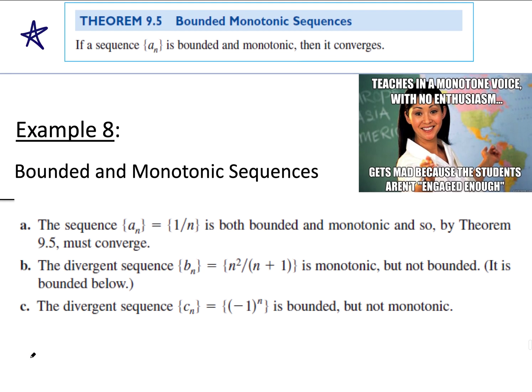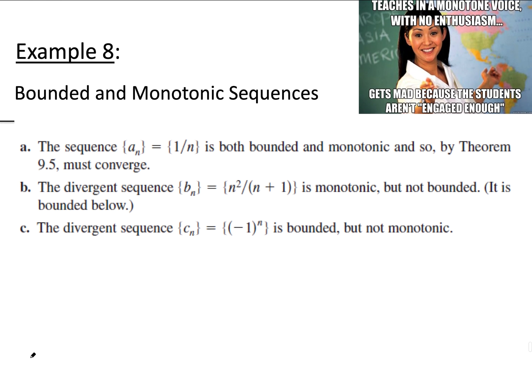So the last example that we have is these sequences here. It talks about both bounded and monotonic. It says the sequence A sub n, 1 over n, is bounded and monotonic, so it has to converge. So if you think about it for letter A, let's say you have 1 over n, going term by term. If I plug in 1, I get 1 over 1, then I get 1 over 2, then I get 1 over 3, and so on.